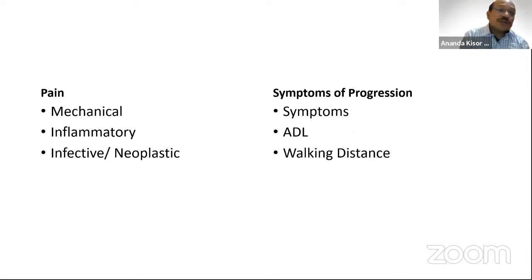But there is no relieving factor. So by this aggravating factor and relieving factor, we can easily categorize the disease. This may be mechanical disease, it may be inflammatory arthropathy, or it may be infective or neoplastic.